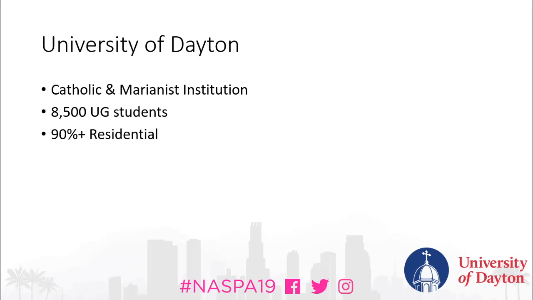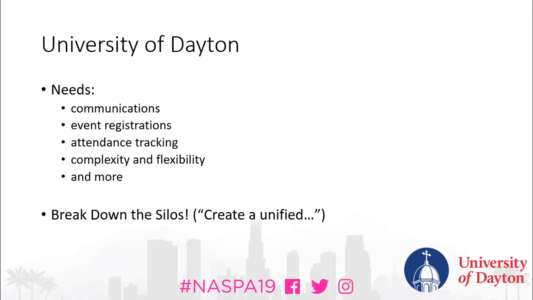So a little bit of history of the University of Dayton. We were founded in 1850. We're a Catholic and Marianist institution. We have about 8,500 undergraduate students, and almost all of them either live on campus or in one of our campus neighborhoods that we manage. So highly residential, highly involved group of students.